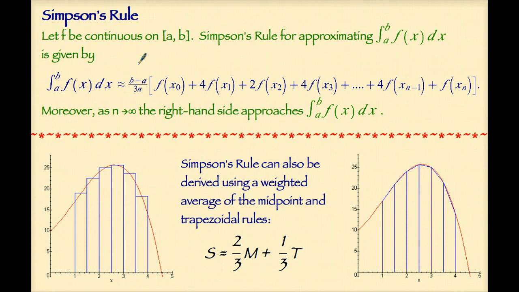Notice the similarities between Simpsons rule and the trapezoidal rule. In Simpsons rule, we're multiplying by b minus a over 3n rather than b minus a over 2n. However, we are counting the function values at the endpoint of the intervals only once, just as we do with trapezoidal rule. But the subsequent function values are counted on an alternating factor of 4 and 2. The first function value after the endpoint of the interval is multiplied by 4. The next one is multiplied by 2. The next one is multiplied by 4, etc., until you reach the right endpoint of the interval.